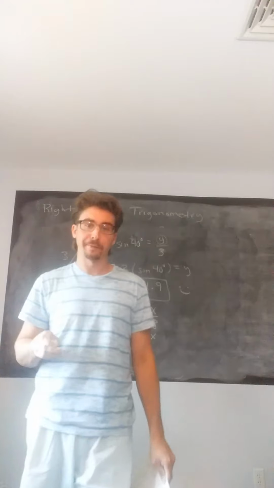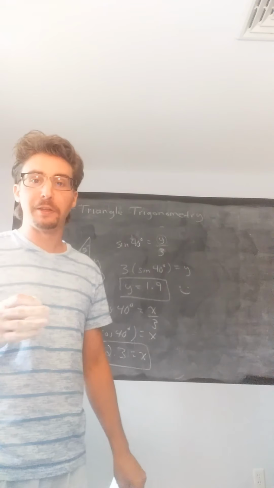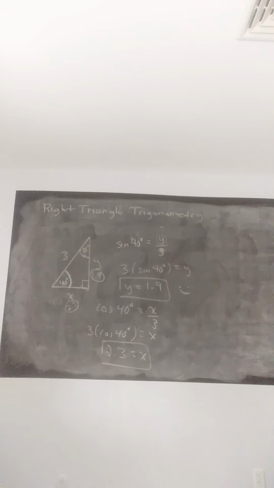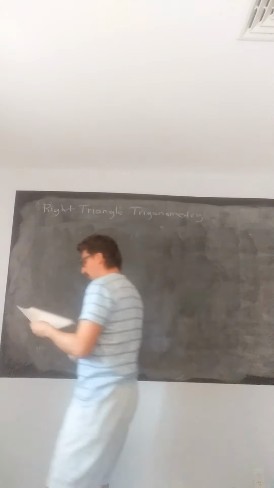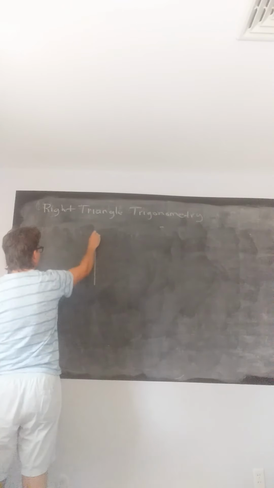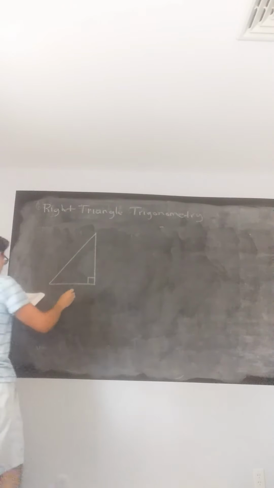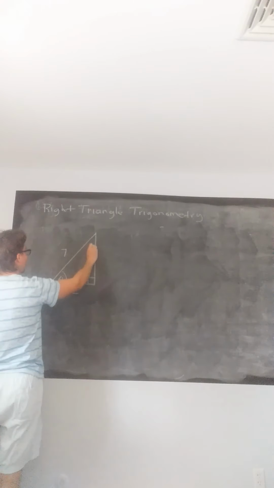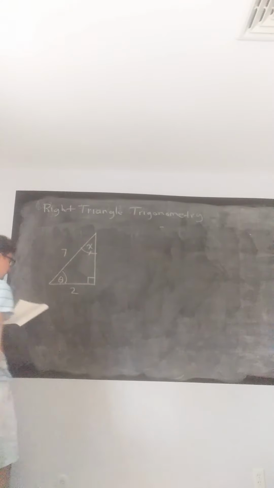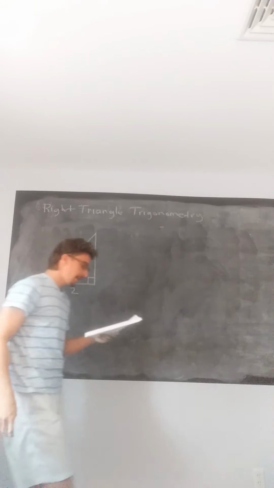Okay, now let me show you another type of problem, one that is a little bit different, where we actually have to use an inverse function to do it. So say we have a triangle. We'll call this theta here. This will be a 2. This is 7. And we'll call this x. And what we want to do is find the missing angles.